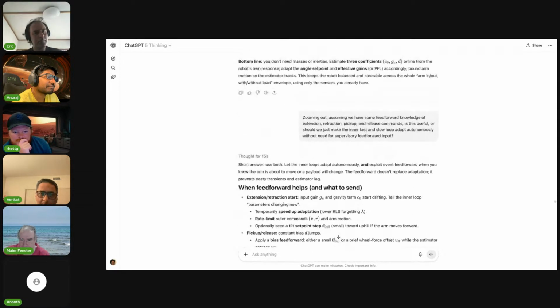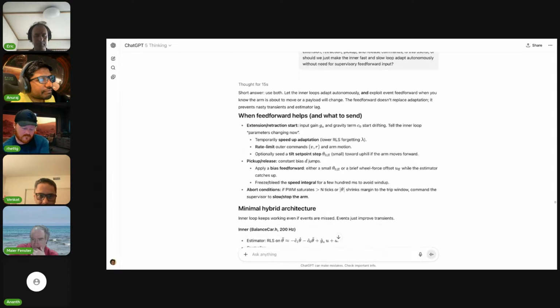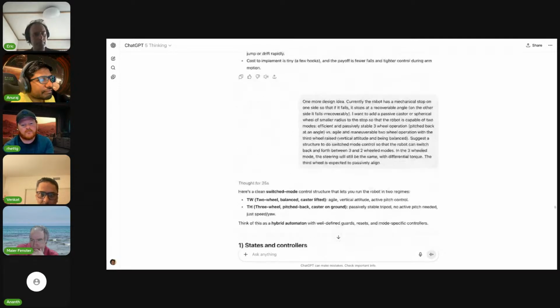Let's see what else. Feed forward knowledge. If at the top level above the inner and outer loops, you know what plan you're following, suppose you've come up with open loop commands like move forward 1 meter, extend your arm, pick up the tennis ball, and then retract the arm, and you have time stamps and all that. That's information you can use. I was asking it, how can you use that feed forward knowledge of the mission plan to actually modify the control? And should we do it or let it figure it out? It suggests to do both, use the feed forward, but also let the inner loops adapt continuously. So that's basically what's called hybrid control.